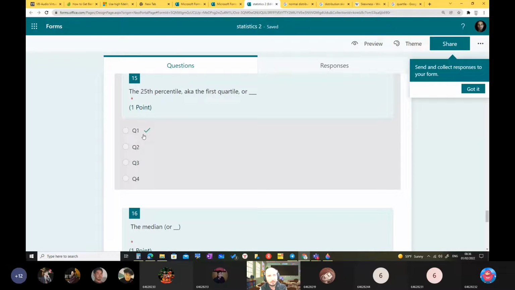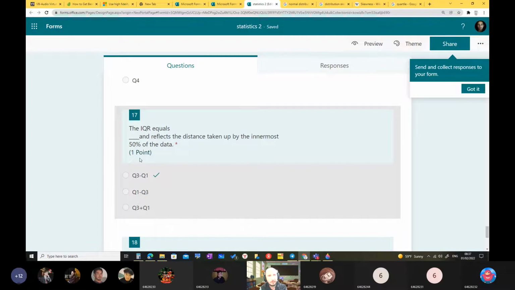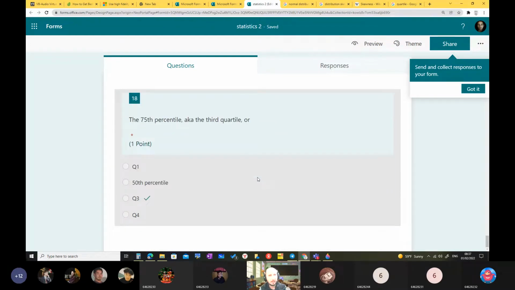25% is the first. The median is the 50th percentile. Q3 minus Q1 reflects the distance taken by the innermost 50% of the data, right? 50% of the data is between Q1 and Q3. The 75th percentile is Q3, okay?